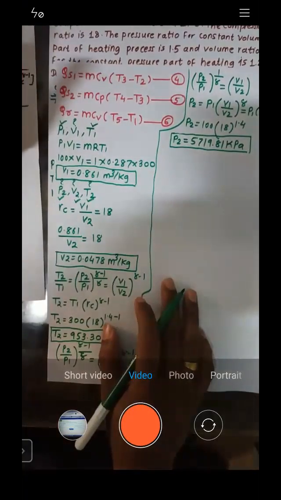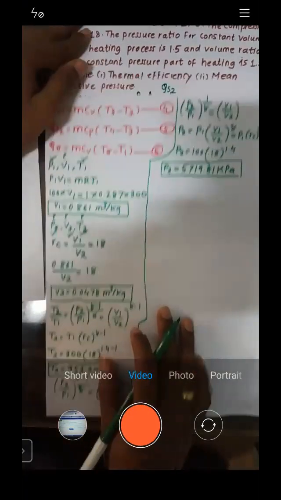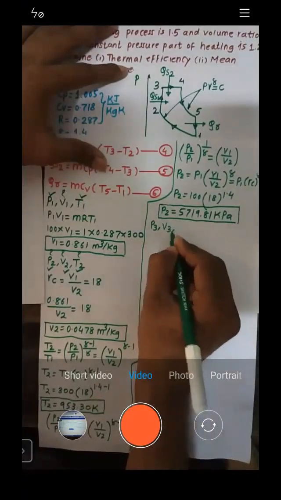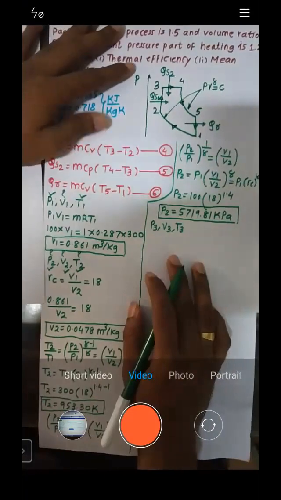Everything is known. Now let us go to state number 3. We have P3, V3 and T3. Now what is the value of P3?